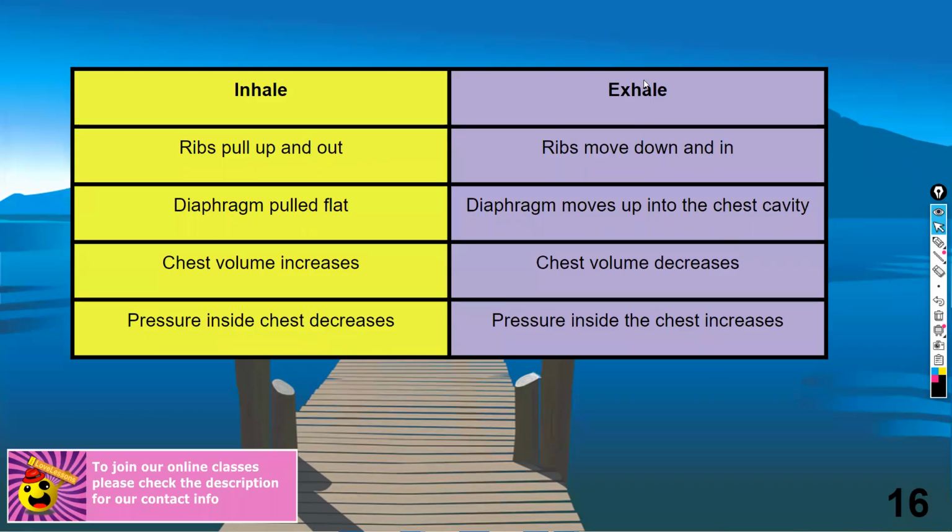Now, when you exhale or breathe outwards, the opposite is going to happen. Your ribs will what? Move downwards and in. The diaphragm moves up into the chest cavity. In other words, it gets back curved. The chest volume will obviously decrease, but the pressure inside the chest increases.